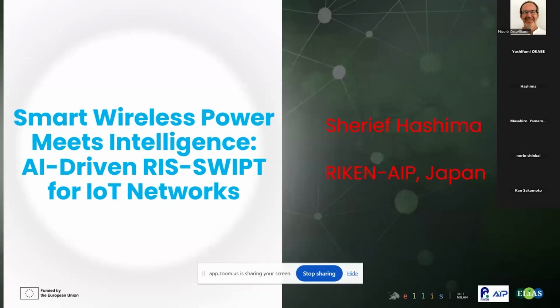Good afternoon, everybody. First of all, I have to thank you all for this interesting workshop that is full of theoretical machine learning. I'm coming from a different area, which is wireless communications. Our topic title today is Smart Wireless Power Meets Intelligence: AI-driven RIS-SWIPT for IoT networks. RIS is reconfigurable intelligent surface, and SWIPT is simultaneous wireless information and power transfer. Both are techniques that will be used in 6G for advanced signal processing.